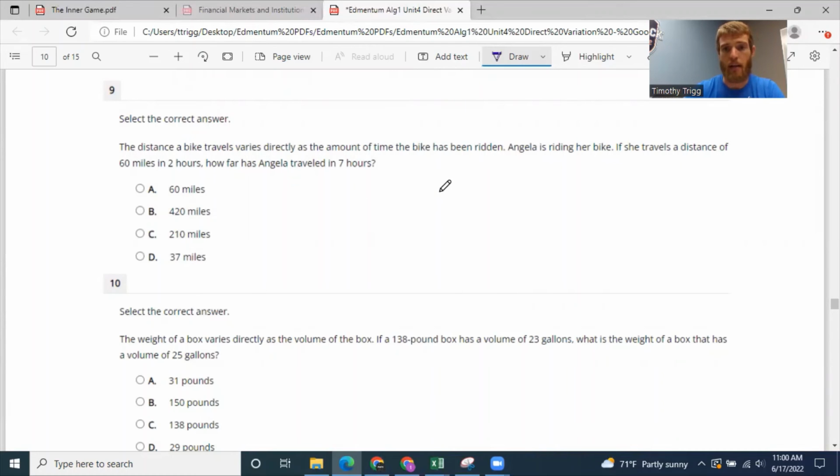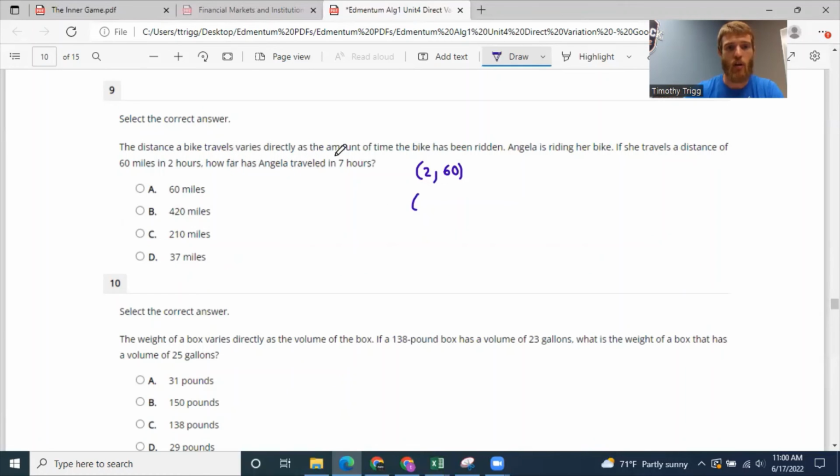Angela is riding her bike. She travels a distance of 60 miles in 2 hours. So we're going to say 2 hours, comma, 60. Notice I'm putting time as my X variable, the independent variable. Generally, time is our independent variable. What would be the second coordinate point?